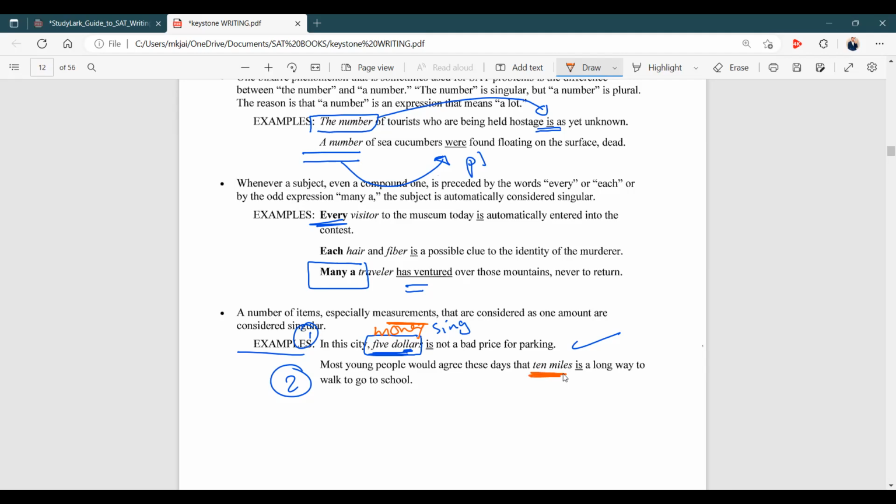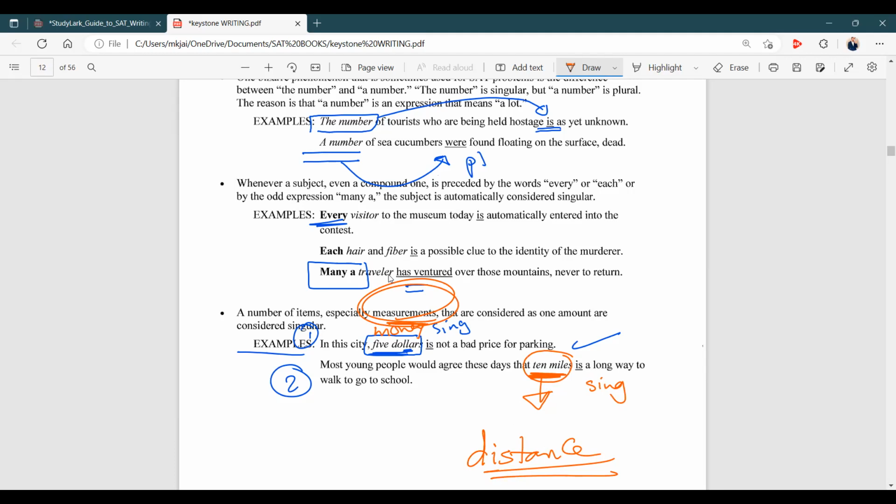The same way, 10 miles. Also singular? No, don't think of it this way. 10 miles is what? Distance. Okay, it's a distance, so it's singular. So all measurements are treated as singular. Okay, 10 kilos, 10 tons.